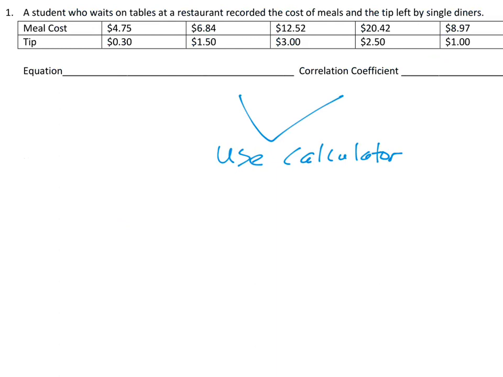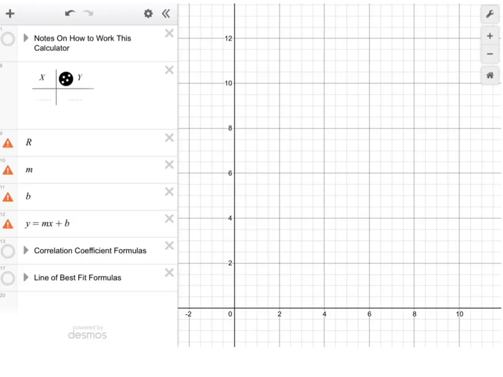So look at your assignment. You're given a table of data. These are the meal costs that people had, and the corresponding tip they gave their waiter or waitress. Someone ordered $6.84 worth of food and left a $1.50 tip. You're going to be putting this data in the calculator and getting the calculator to tell you the line of best fit. There are a couple of options for the calculators. Option one is to pull up that Desmos calculator. There's a link in the module.